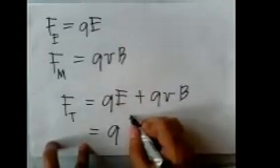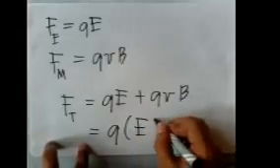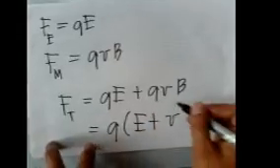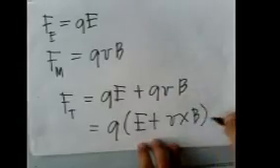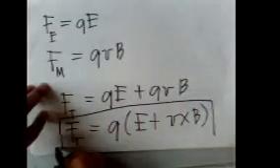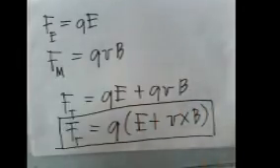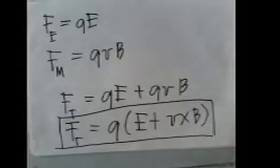or simply to put, Q times E plus V cross B. So that is the total force of the charged particle moving in a space region where both electric field and magnetic field are present. Let's have some examples.